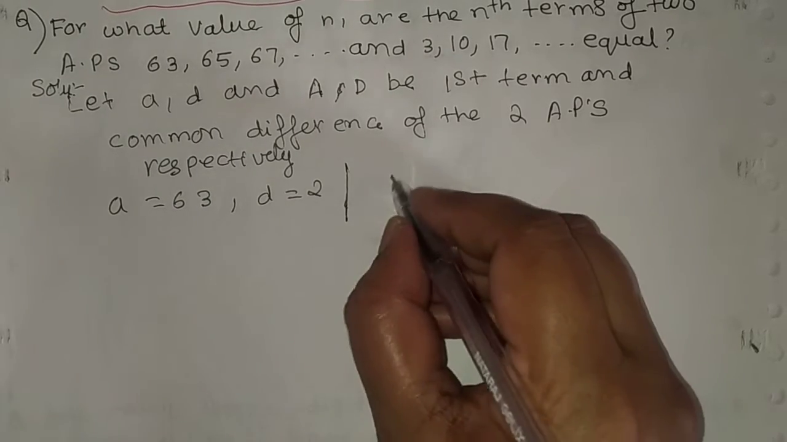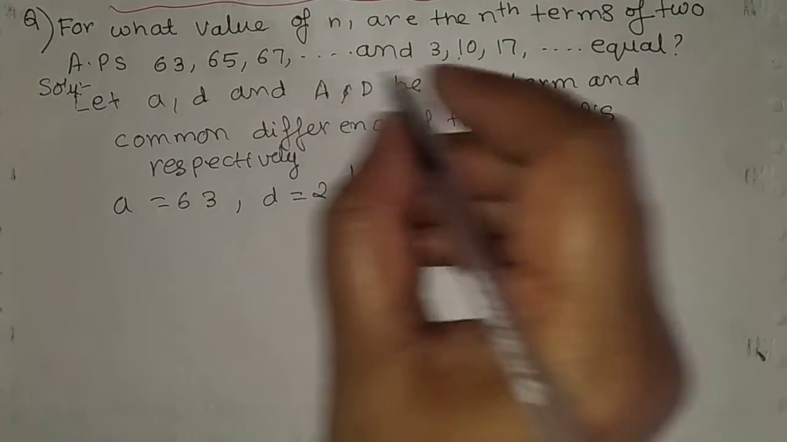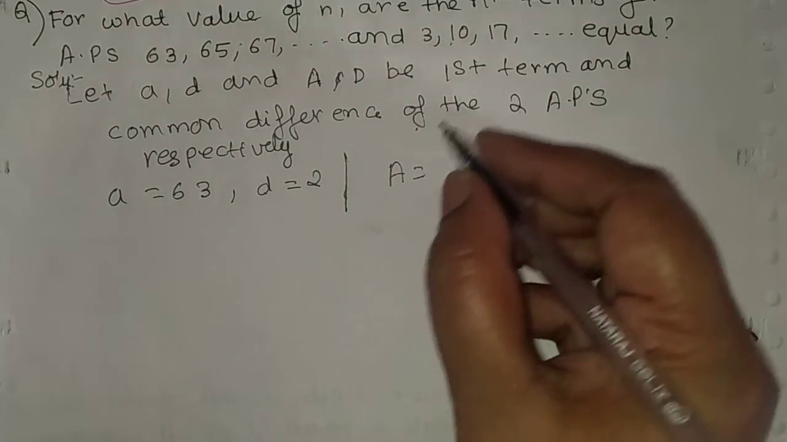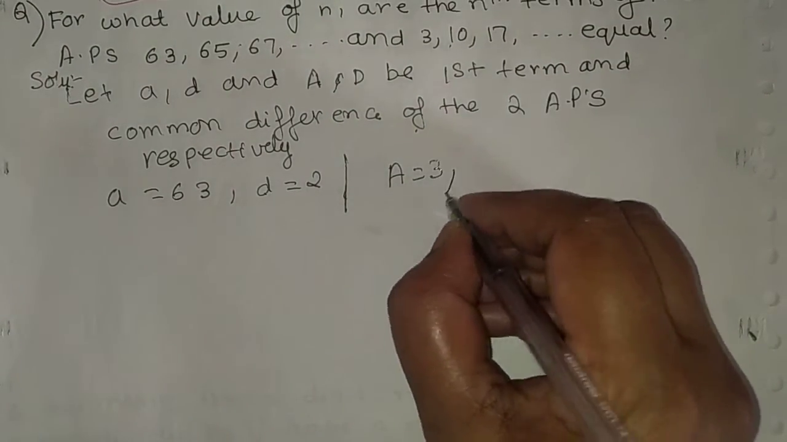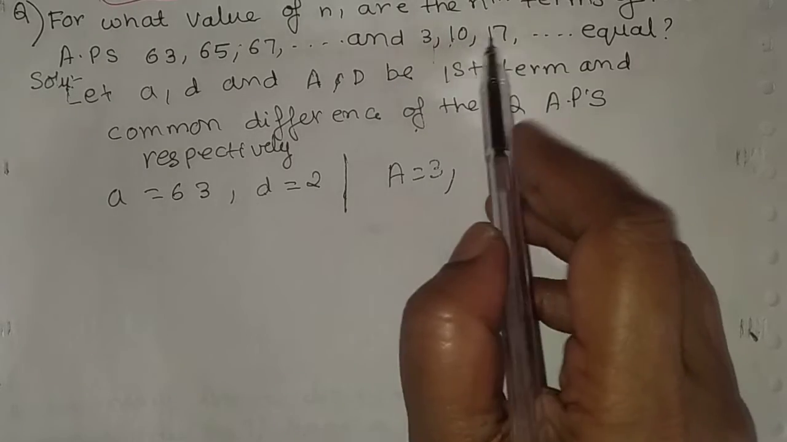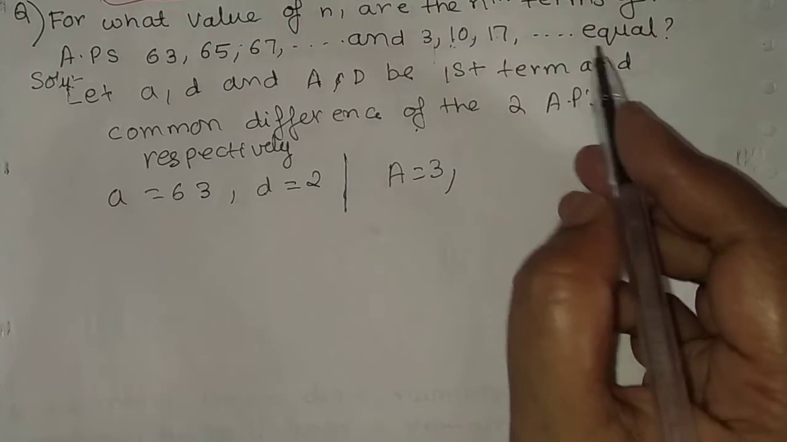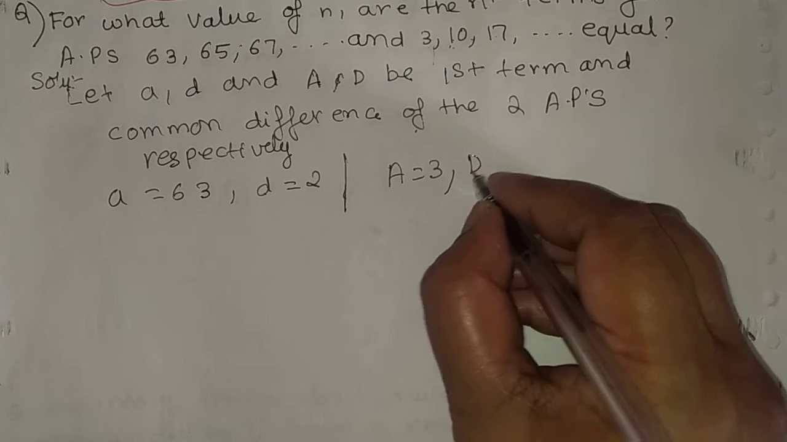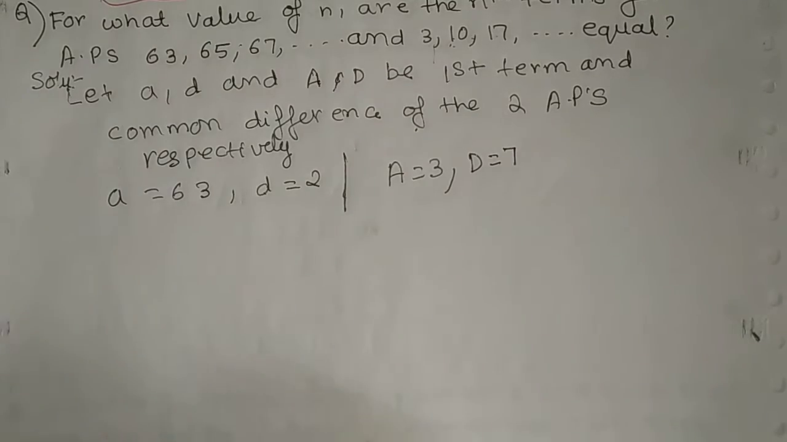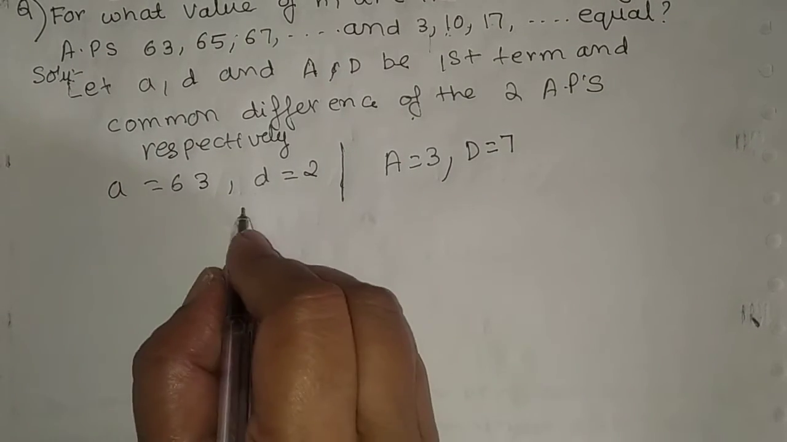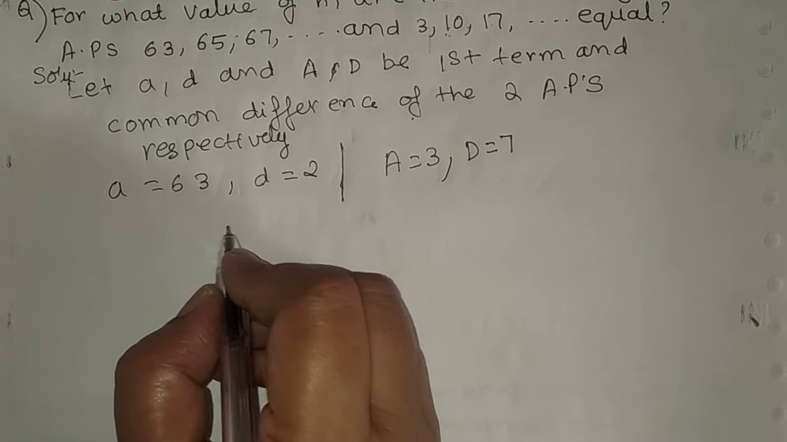So in the next case, A is equal to this one. This is the first AP, this is the second AP. A is equal to 3 here and the common difference, 10 minus 3, is 7. 17 minus 10 will be 7. So the common difference will be 7. So there are 2 APs. So we wrote down the data here.